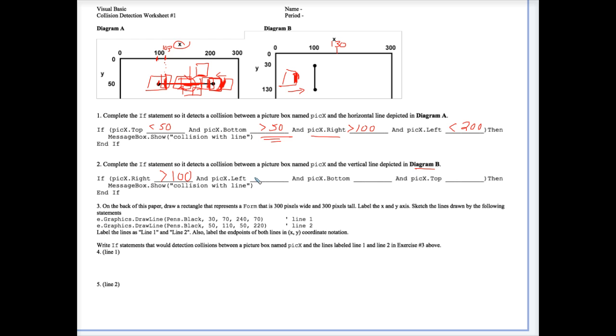Hey, I'll give you another chance, Nathan. If the picture box is coming from this direction and its left edge crosses this line, oh, right here, what should I use to fill in this blank for pick x.left? Nathan? At the moment, just after the moment of impact, what is true about this left edge here that's not true about it over here? It's less than 100. Yes, very good. It's less than 100.